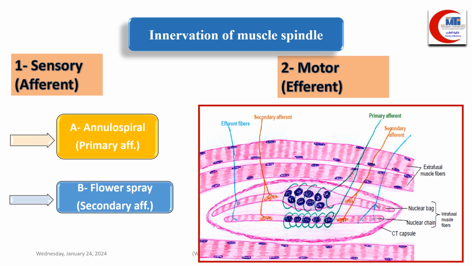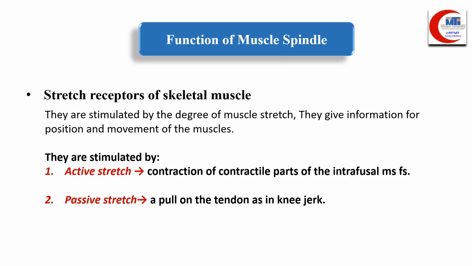As regards motor or efferent nerve fiber, I can see that they are present on both sides of the nuclear bag and the nuclear chain, supplying the contractile portion of these fibers. What about the function of muscle spindle? They are stretch receptors of skeletal muscle. They are stimulated by the degree of muscle stretch. They give information for the position and the movement of the muscle.